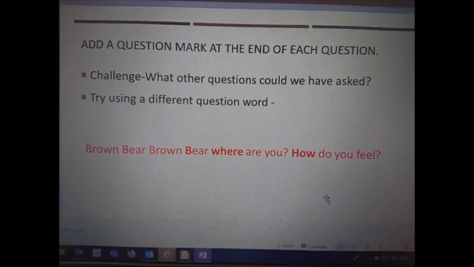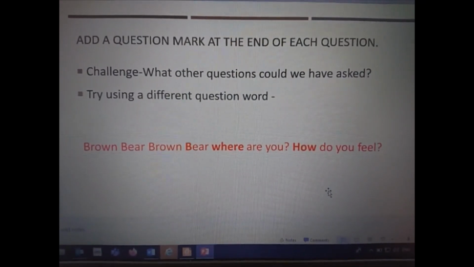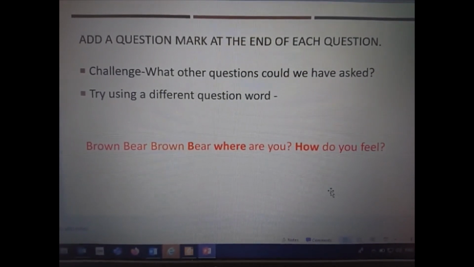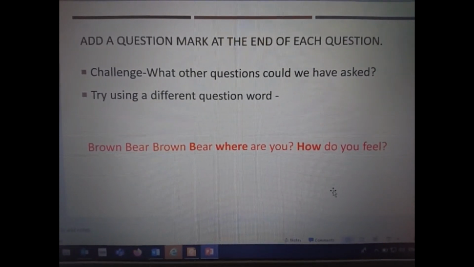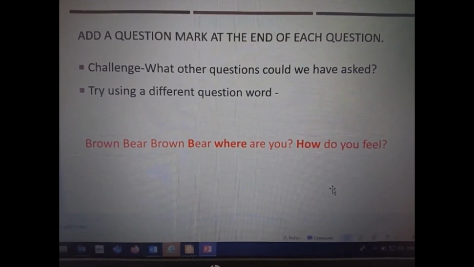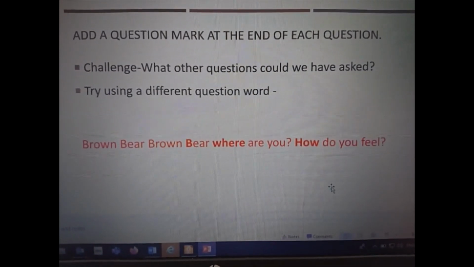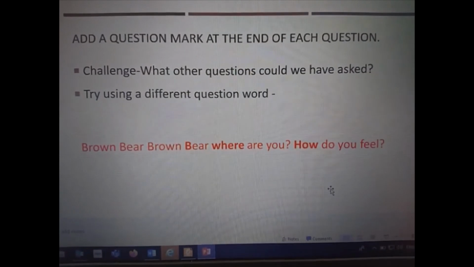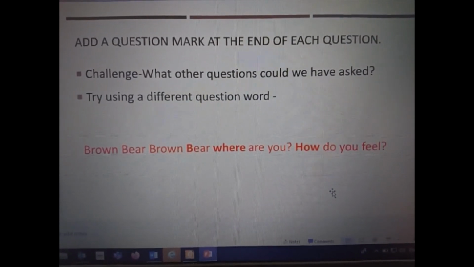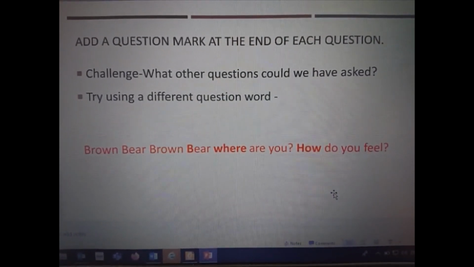Now, we always like to have a challenge up our sleeve for you. So have a little think. You don't need to write anything down for this job, but I want you to have a little think about what other questions we could have asked. How might it have changed our book? You could have had something like, Brown Bear, where are you? And Brown Bear could be hiding, couldn't he, throughout the story? You could have had a different question. Look, I've started with another question word there. How do you feel? And maybe on each page it might show different feelings that Brown Bear had. You can see how just changing the question changes the whole story.